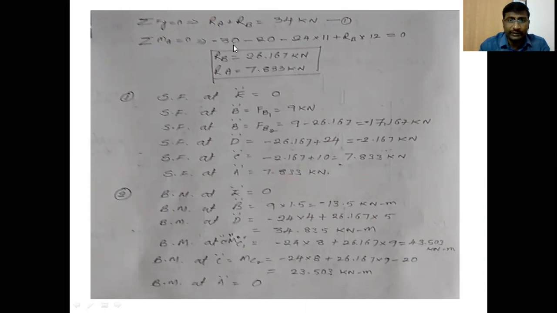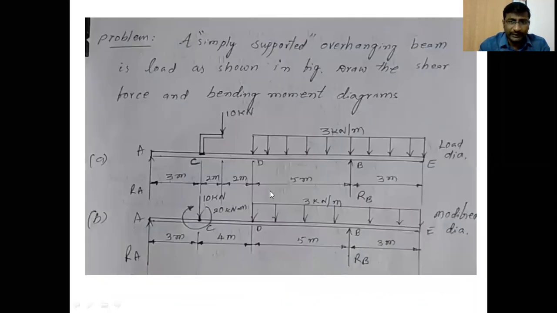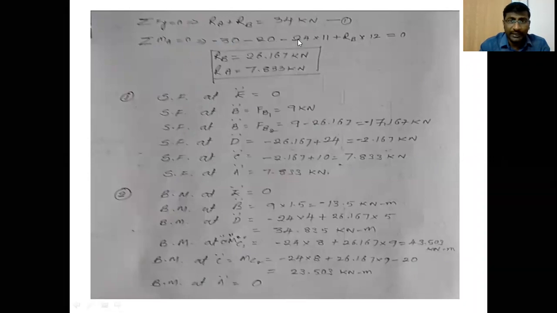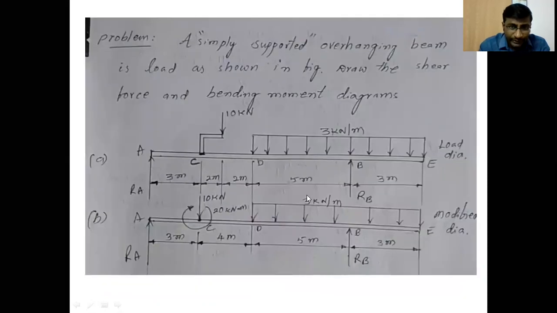What are the forces? Let us look. Minus 30. What is minus 30? Minus 30 is this 10 into 3. 10 into 3 is clockwise. That's why clockwise moment is minus. So minus 30, minus 20. Minus 20 means this couple is minus 20. Minus 30 minus 20 minus 24 into 11. 24 into 11, where is it from? 24 means 3 into 8 meter distance. 3 into 8, 24. The 24 kilonewtons is acting at the center of the UDL.